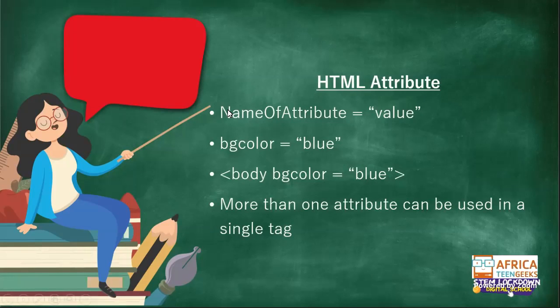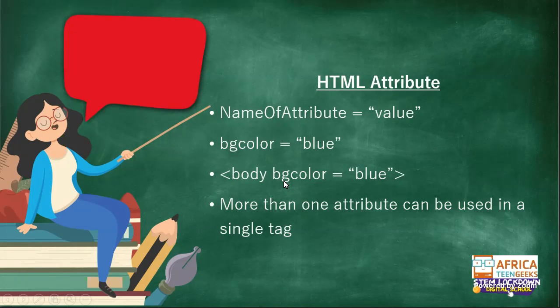So this attribute over here, it's the name of the attribute equal to the value. An example of this would be BG color equals blue. And the full example of what it would look like would be the attribute being placed within the tag.